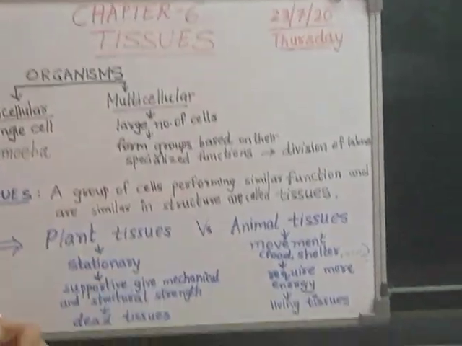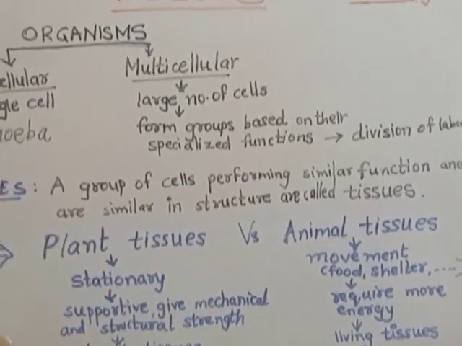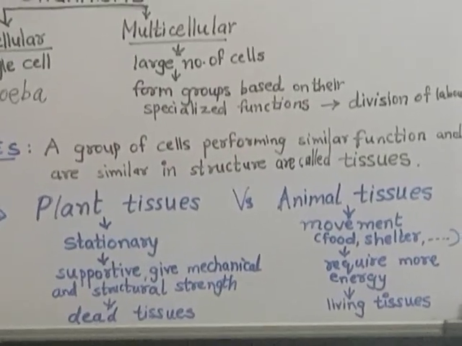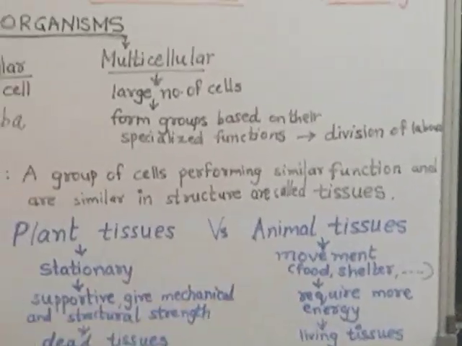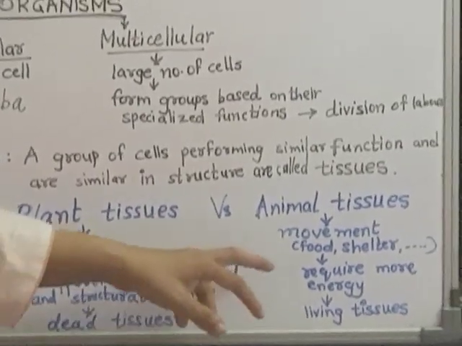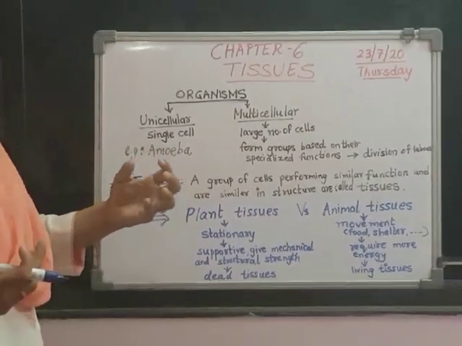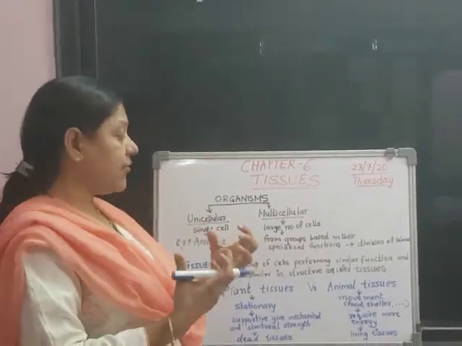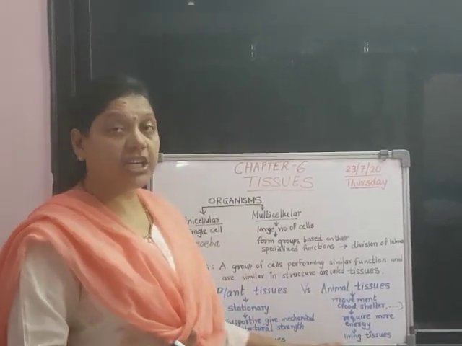Okay, now when we talk about the animal tissues, basically they show movement. Why? Because animals have to move from one place to another. They are quite active because they have to move from one place to another in search of food, in search of shelter, and for many other purposes. Okay, so for that they need more energy. So for the requirement of more energy, those tissues should also be very live. They should be fresh and they should be living. So the tissues of animals are living.